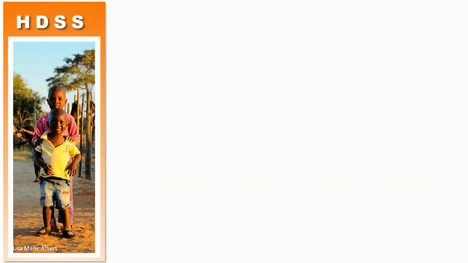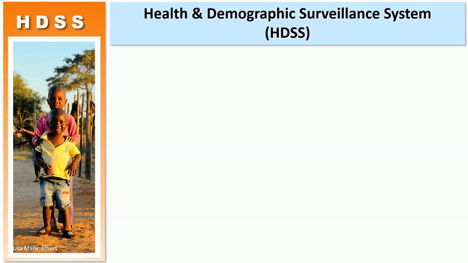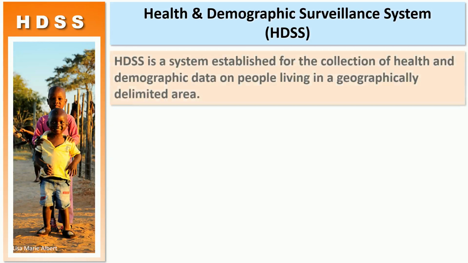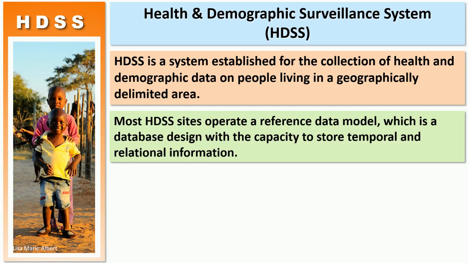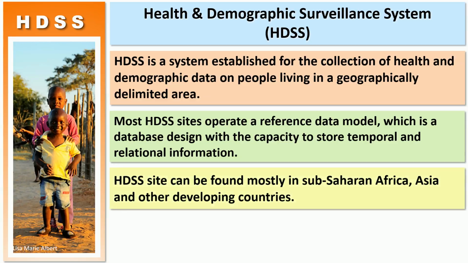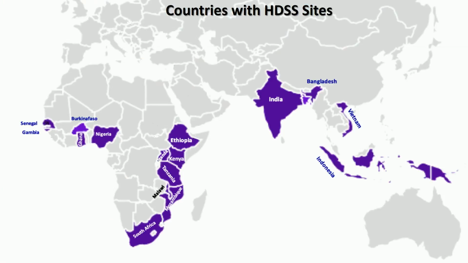So we are going to start with HDSS. The acronym stands for Health and Demographic Surveillance System. HDSS is a system often established for the collection of health and demographic data on people living in a geographically delimited area. Most HDSS sites operate a reference data model, which is a database designed with the capacity to store not only temporal but also relational information or data. HDSS sites can be found mostly in sub-Saharan African countries. They are also available in Asian countries and other developing countries of the world.